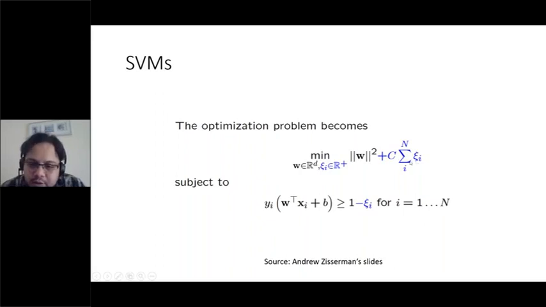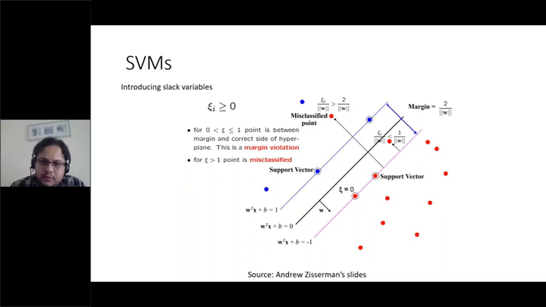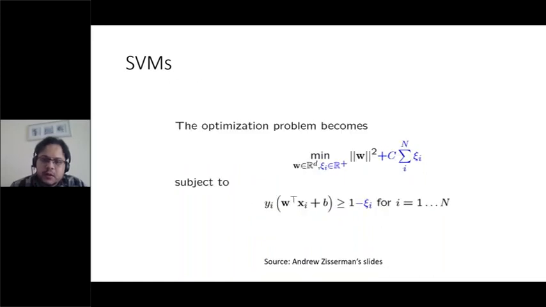Yeah, if C equals 0, it means that we tolerate a lot of errors. We tolerate a lot of errors. And here we put 1 minus this. This is the constraint that we want to optimize for.